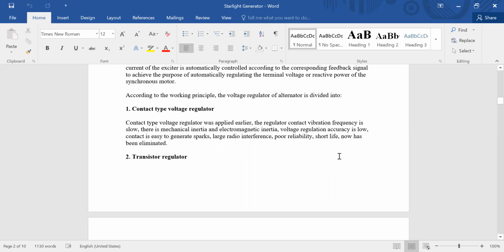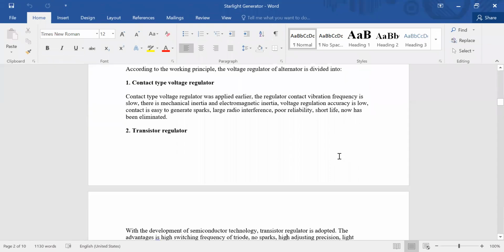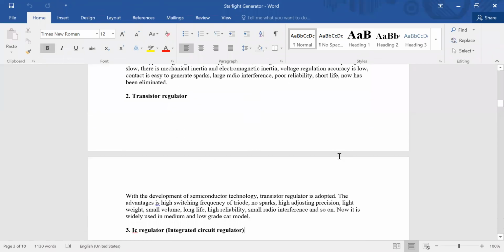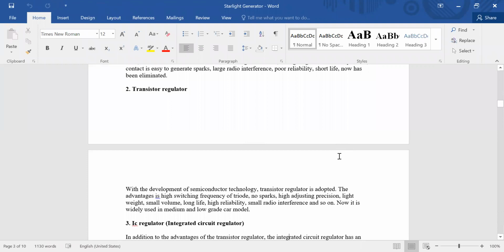Then we have the transistor regulator. When we talk about the transistor regulator, it is because of semiconductor technology. We are using germanium or silicon as the semiconductor material; gallium arsenide we are not using because the cost is too much. Whatever development comes in semiconductor technology, the transistor regulator adopts it.